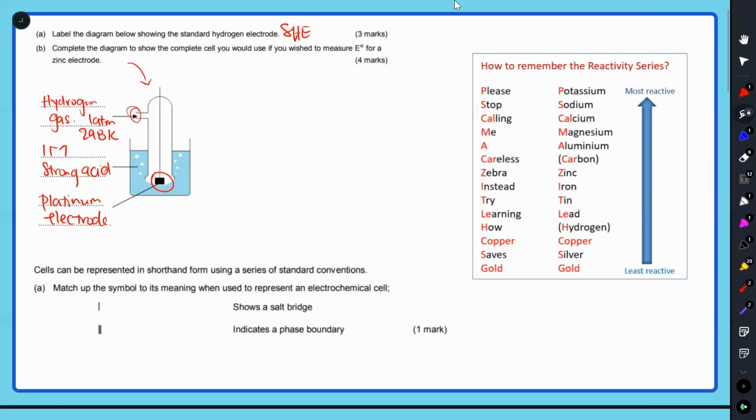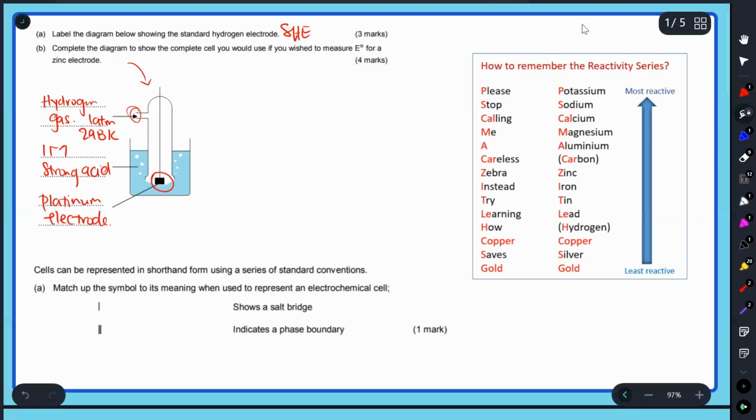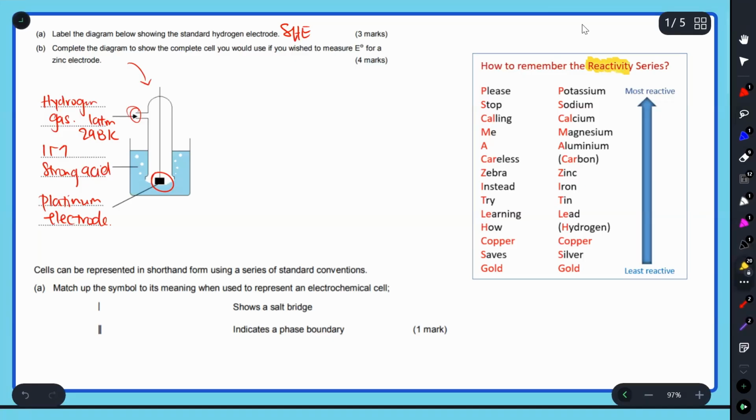Now, when you get to redox equilibria, you just need to remember that the anode is going to be the more negative electrode, and the cathode is going to be your positive electrode, basically. You're probably saying, so how am I going to figure that out? So you need to be familiar with the reactivity series. You need to be very much familiar with the reactivity series.